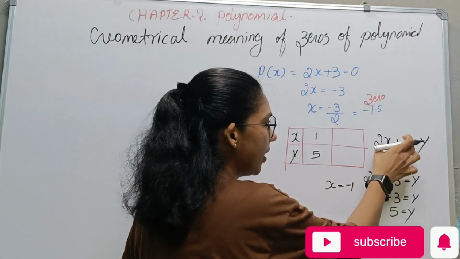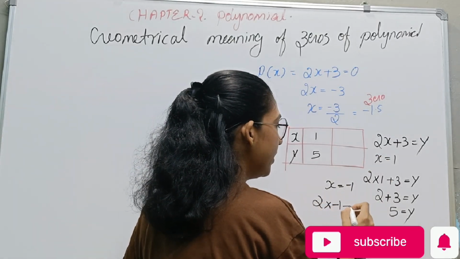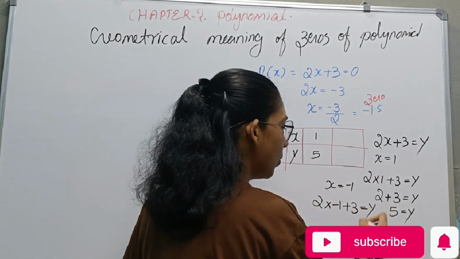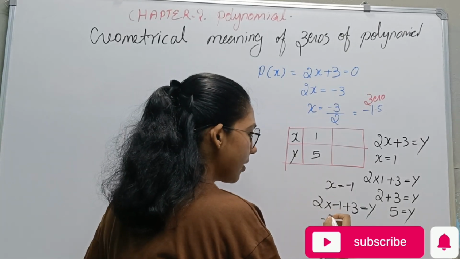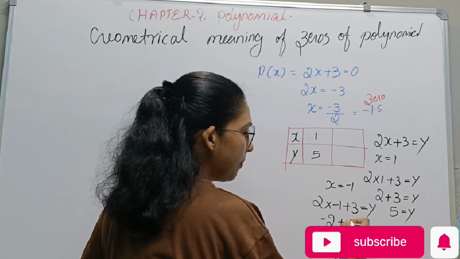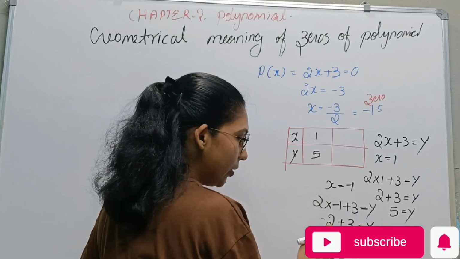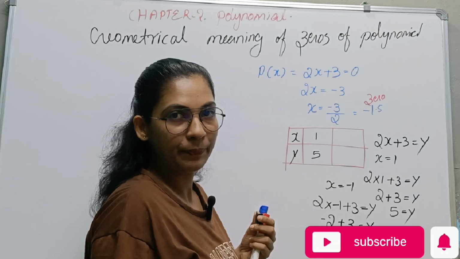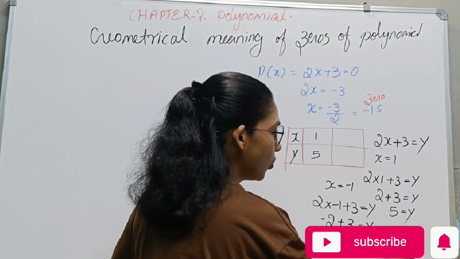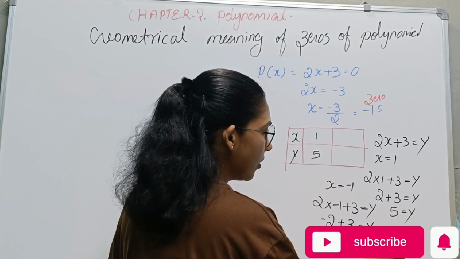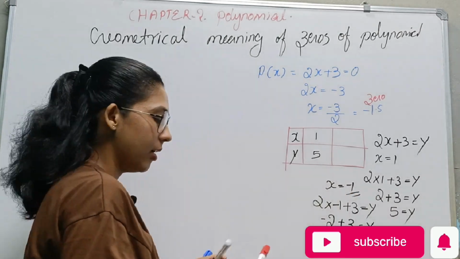Substitute this minus 1 in this equation, then 2 into minus 1 plus 3 is equal to y. Okay, so 2 into minus 1 is minus 2. Then minus 2 plus 3 is equal to y. What is minus 2 plus 3? That is 3 minus 2, which is equal to 1.